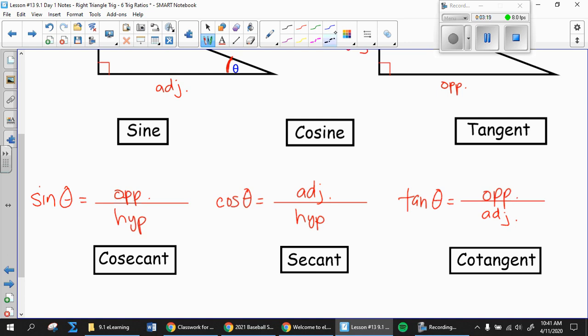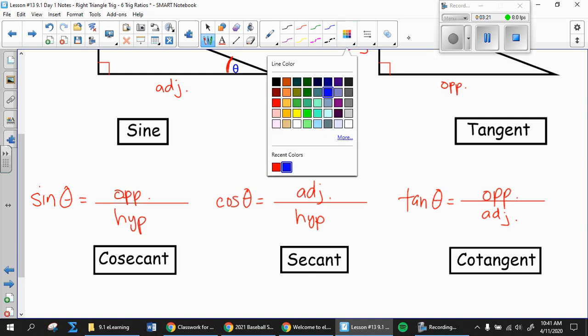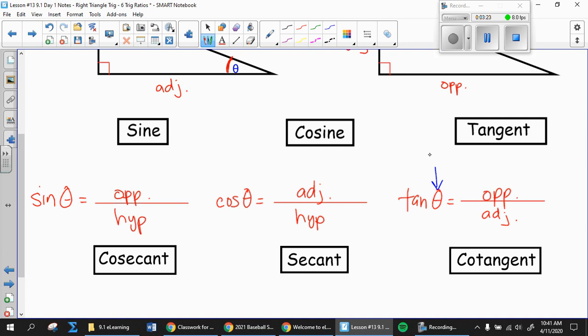So this is always going to be an angle, whatever that theta is. It could be missing, and we'll put theta there. And then these are always going to be sides.